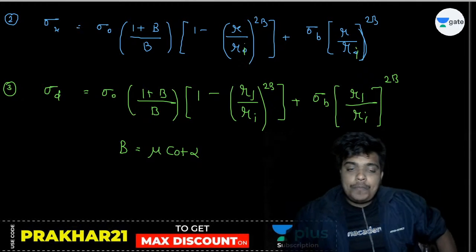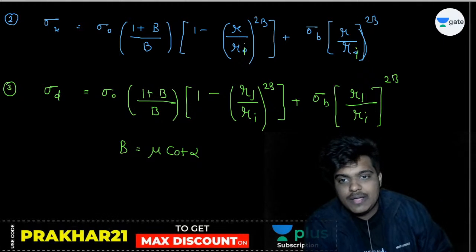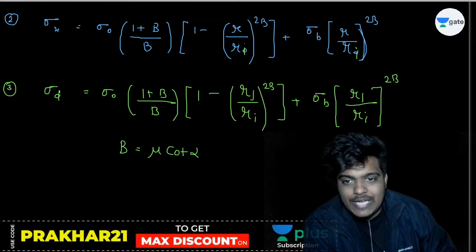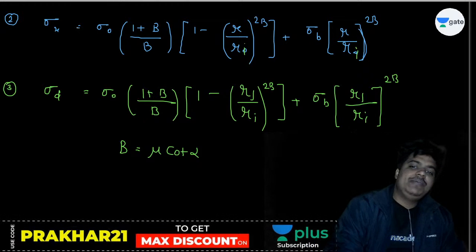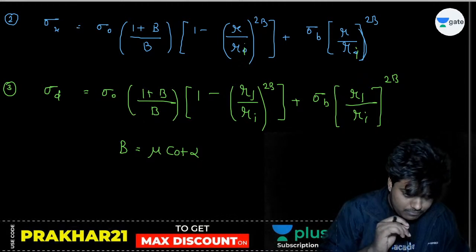चलो ठीक है, तो B is mu cot alpha. The value of B is mu cot alpha. ठीक है, सिग्मा D आ गया.